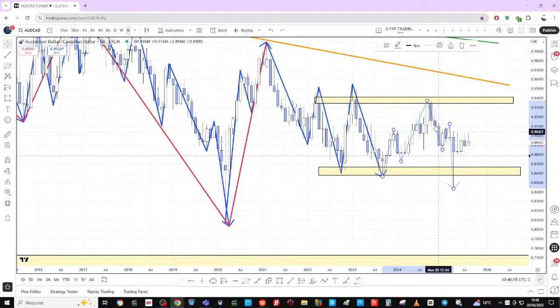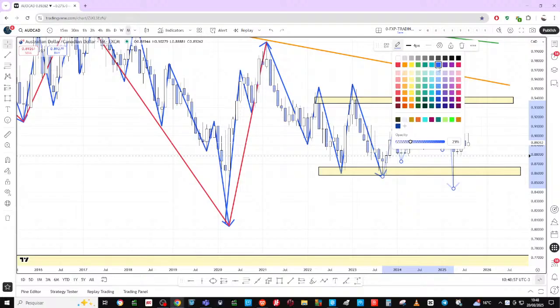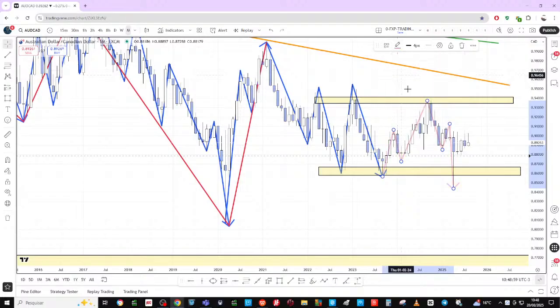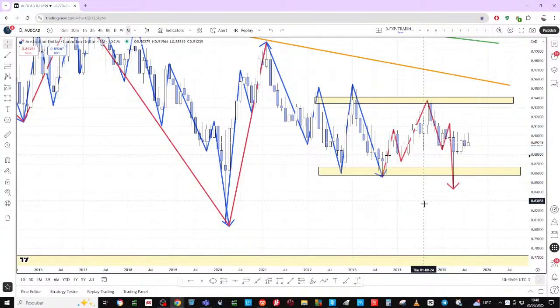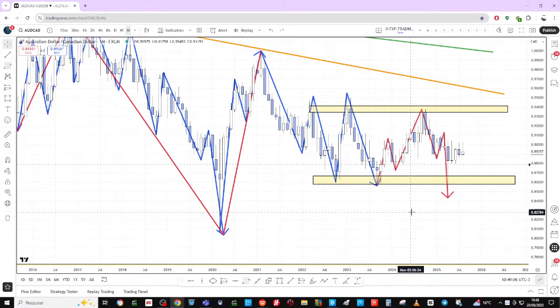Okay, and I'm going to color code this one in what? Red maybe? Red, and again, make it less transparent.